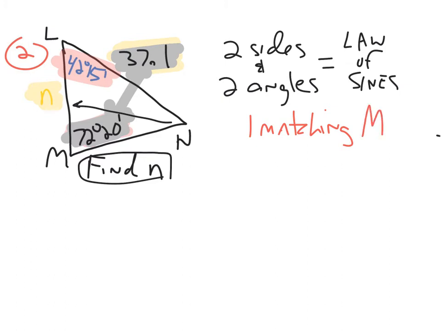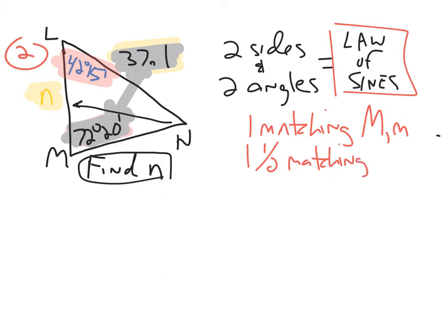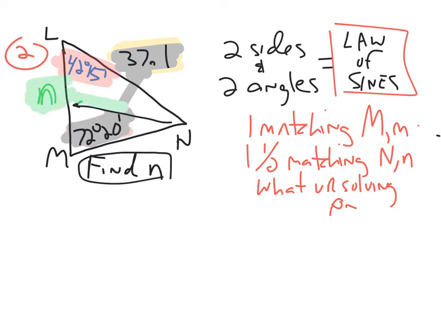So here our matching set are our m's, and then for the law of sines, you need to have one half matching set. And the half matching set is what you're solving for. So in this case, what are you solving for? Here you're solving for little n. So here our half matching set has to be our n's. But there's an issue with that. Here I'm trying to find side n, but it doesn't appear that I have angle n. In order to use the law of sines, since I'm trying to find side n, you need to have angle n.